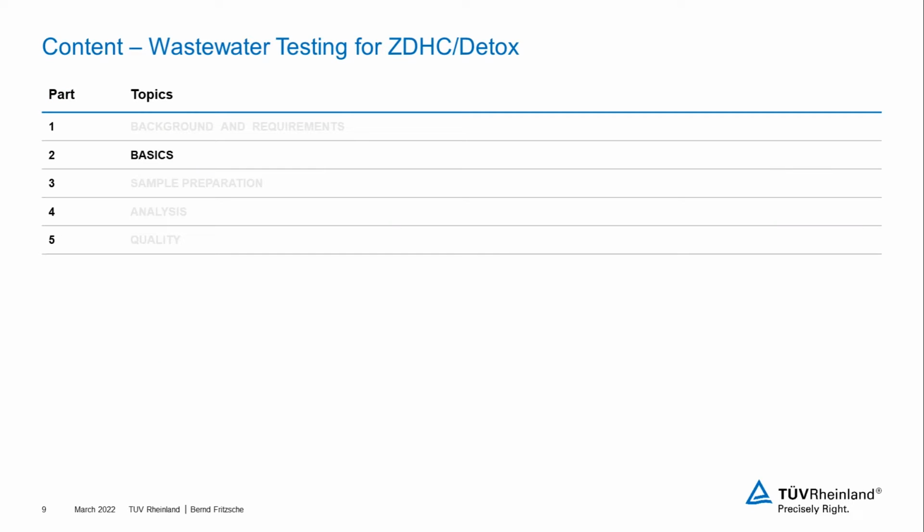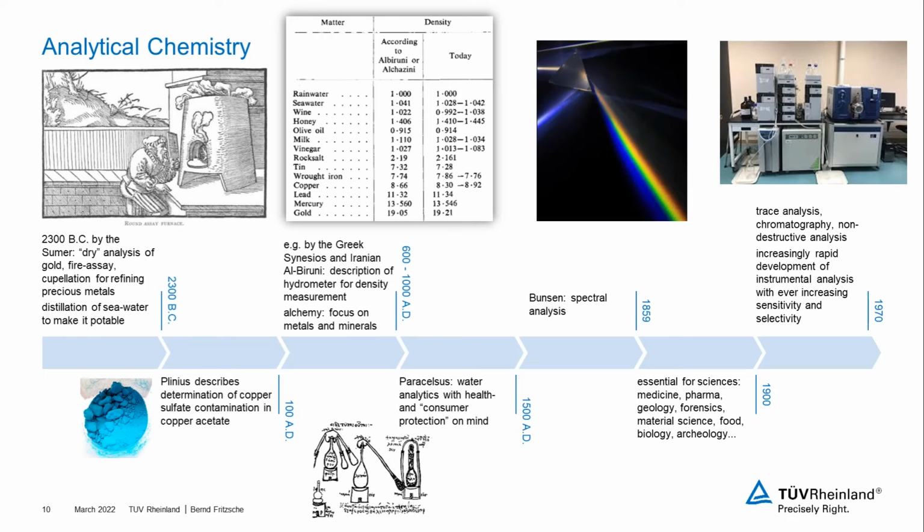In this chapter, we'll cover some basics of chemical testing. What is the origin of analytical chemistry? While it's difficult to define an exact starting point, what we know is that around 2300 BC there was a dry analysis to define the purity of gold. This is a cupellation procedure which is still in use in a similar method today.